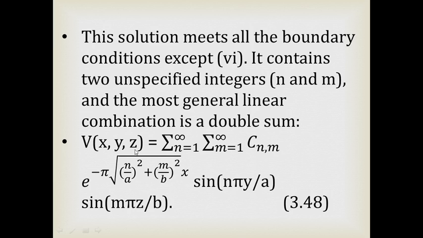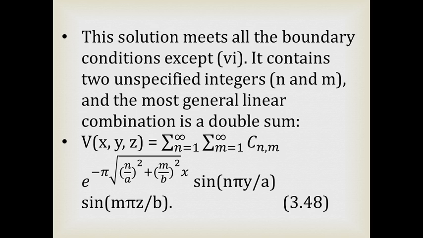Now we have seen that this equation has a property of completeness. That means we are not getting a single solution, but we are getting a set of solutions. These solutions meet all the boundary conditions except condition 6. It contains two unspecified integers n and m, and the most general linear combination can be obtained as a double sum, because we have seen in a previous case also.